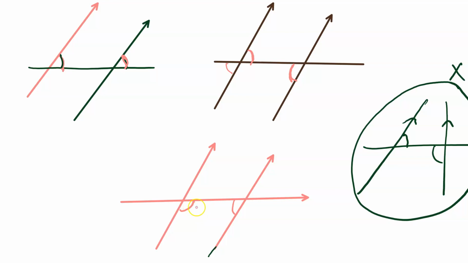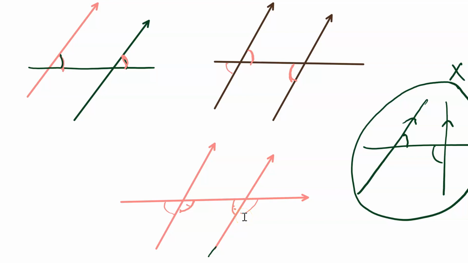What about this one? These are the co-interior angles. So these must add up to 180, they are supplementary. Okay? That is, if you add from here to here, and from here to here, you must get that angle. So they must be equal as well.